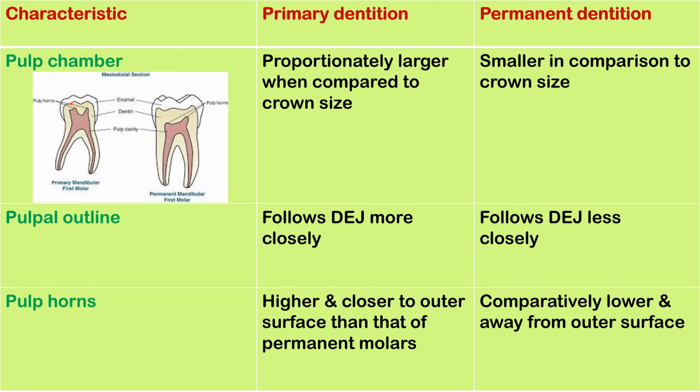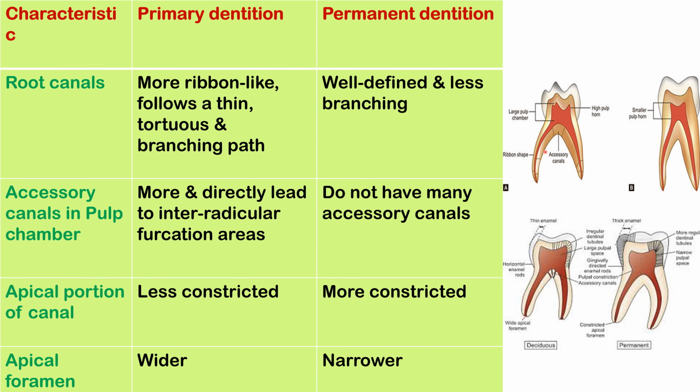Coming to the next difference, that is the pulp horn. The pulp horn is relatively higher and closer to the outer surface in the primary molars as compared to the permanent molars. Root canals in primary dentition are more ribbon-like. They follow a thin, tortuous and branching path, whereas in the permanent dentition, they are well defined with less branching.